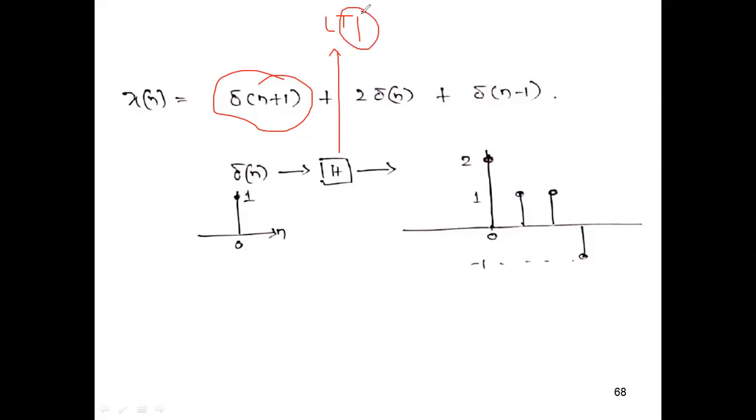Now somebody tell me, if instead of delta n, I have delta n plus 1 and the system is time invariant, what's going to happen to my output? The system is the same. For input delta n, my output starts from 0 onwards and goes till 3. If my input is an impulse, but it starts at -1, what's going to happen to my output?